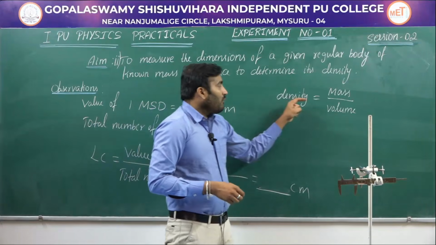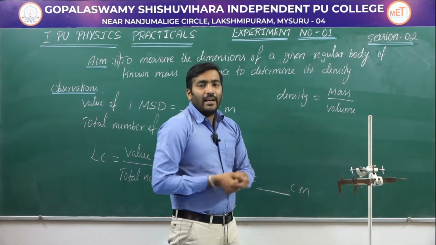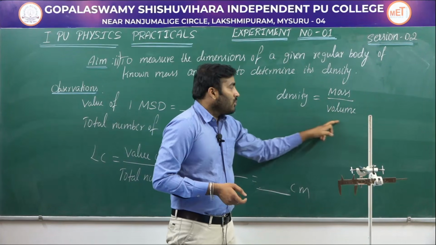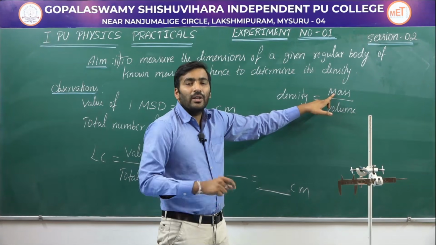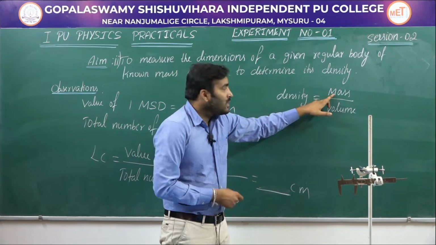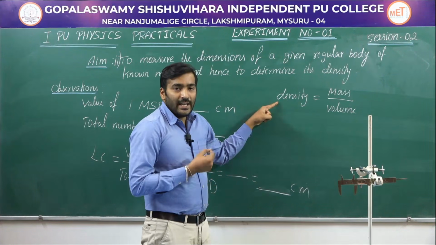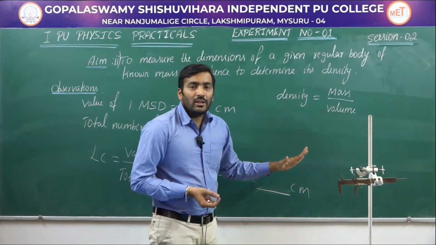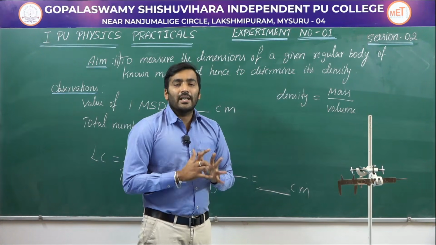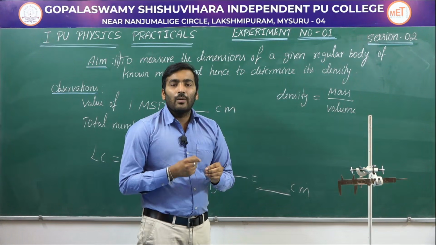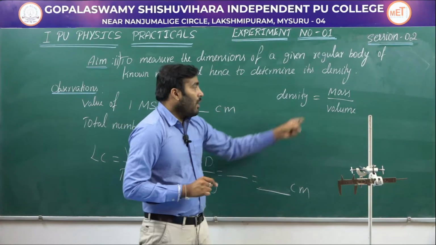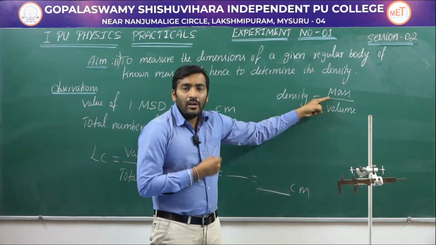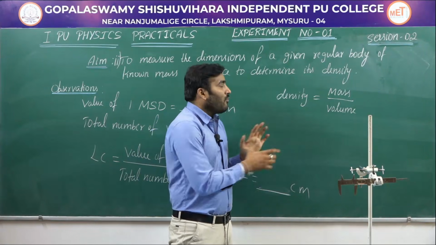After finding the volume of the rectangular block, I substitute the value of volume here, and the mass of that rectangular body can be found using a normal balance, so that you can find its density. So we need to measure the density of a given rectangular block using vernier calipers, with the mass of that rectangular body already known. This is the aim of our experiment.